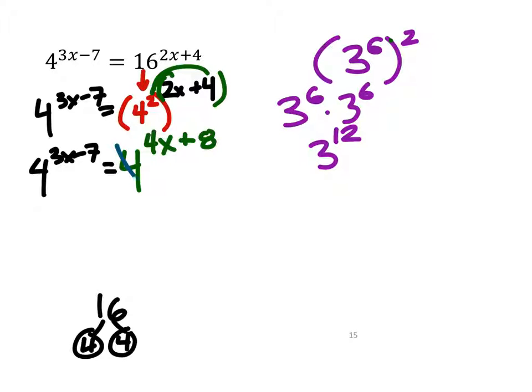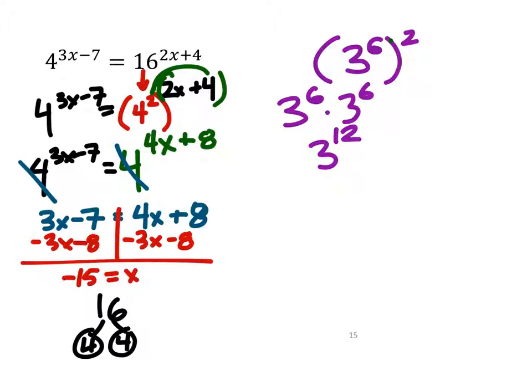Now that we have the same bases, we could ignore that stuff. So what we end up with then is the exponents, 3x minus 7, would equal 4x plus 8. And this is changed from an exponential equation into a problem of just solving an equation. So I'm going to put my x's on the right by subtracting 3x from both sides, but also subtracting 8 from both sides. And I've got negative 15 equals x, which is my answer on this one, and we should check on this. Which you'll need a calculator to check that. 16 to the power of 2 times negative 15 plus 4 would be the same as 4 to the power of 3 times negative 15 minus 7.